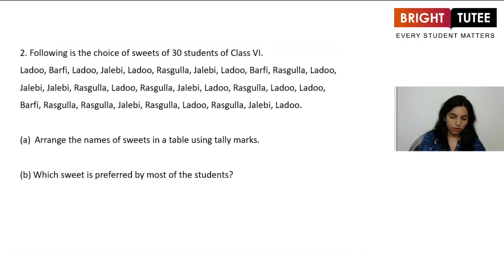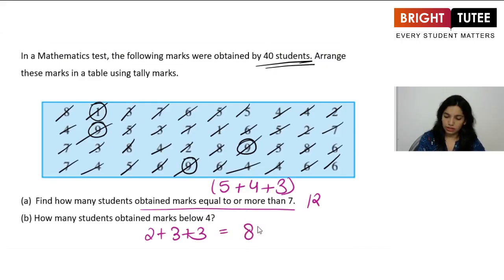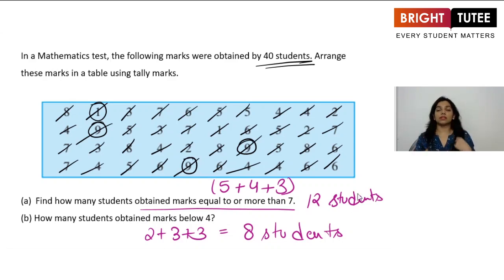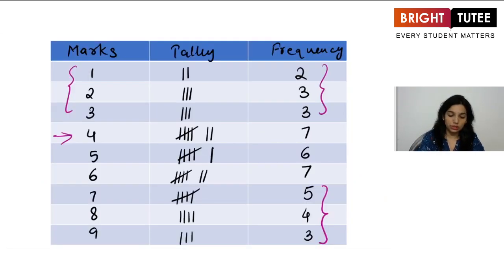Yeah. So now it is 8 students have students. This is also students. So 8 students have secured marks that is below than 4. So we are not including this 4 here. We should not include 4. We are going to secure the numbers secured by the people who has just obtained marks less than 4.